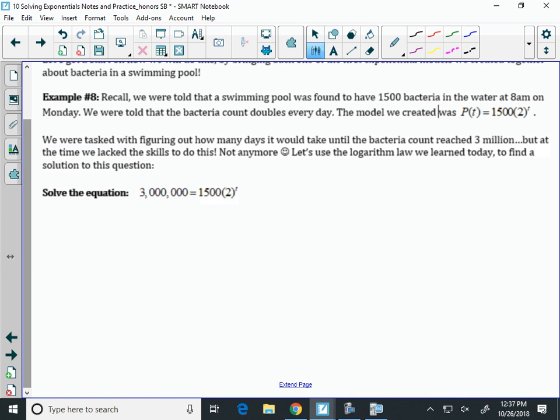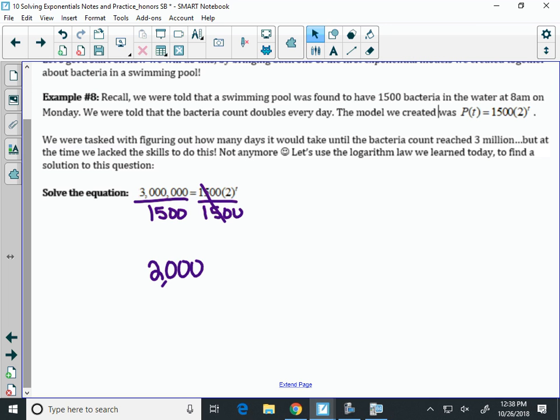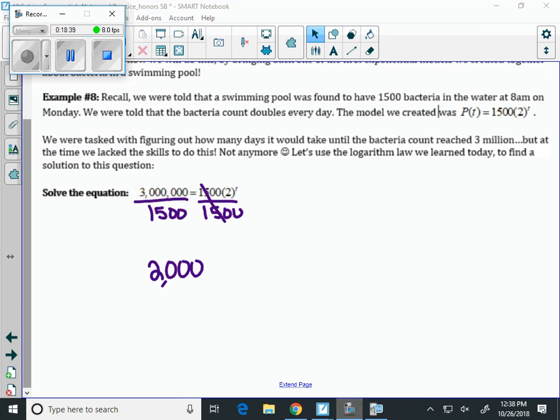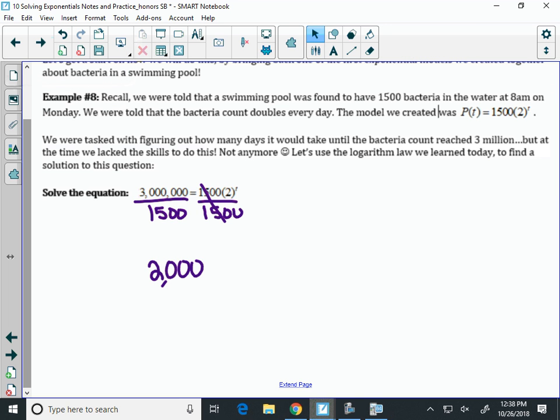Where do I have to start in this problem? Divide by 1,500. All right, so you're going to divide by 1,500. Do you either remember or calculate for me, what is 3 million divided by 1,500? 2,000. Is it 2,000? Do we agree? So 2,000 equals 2 to the t, right?